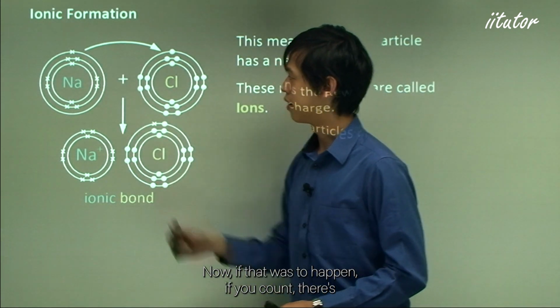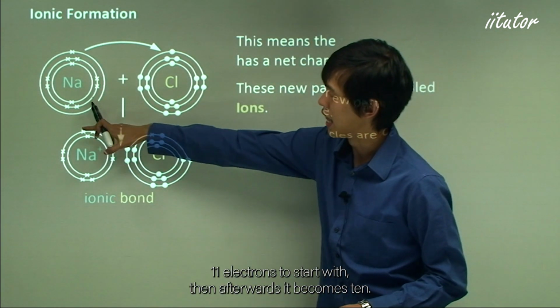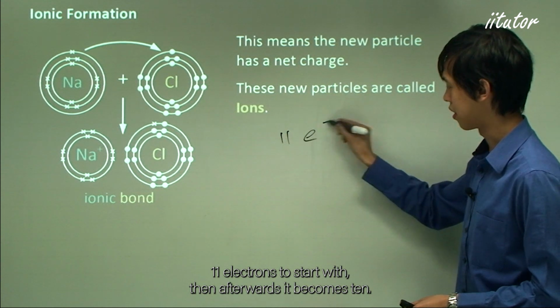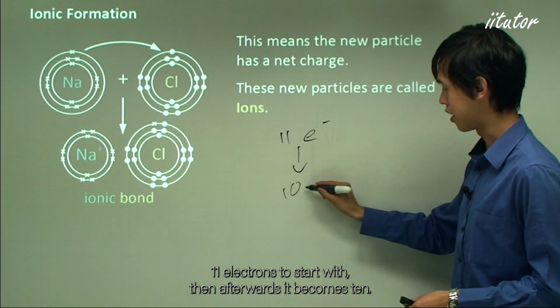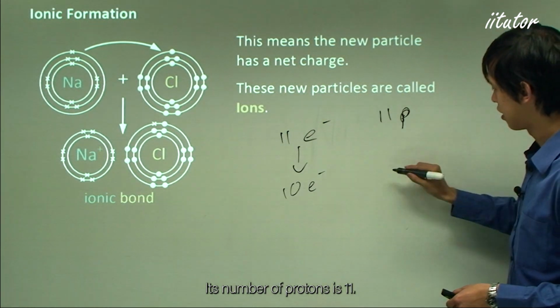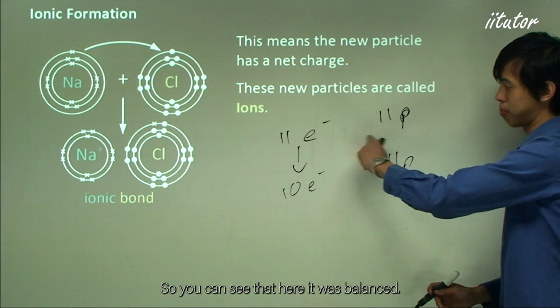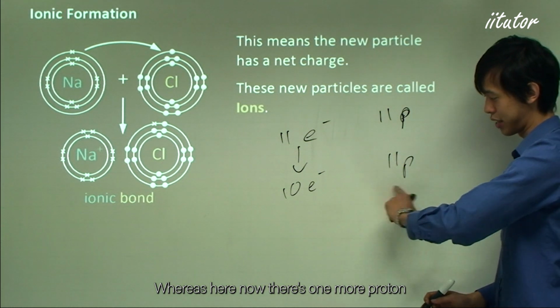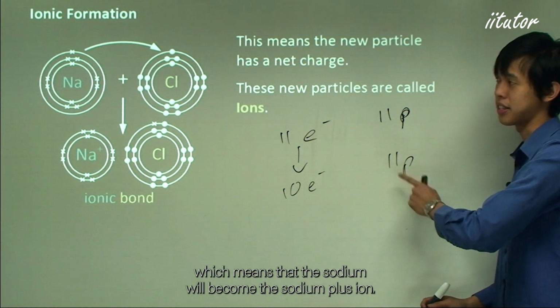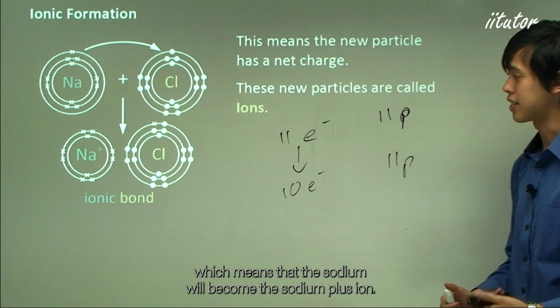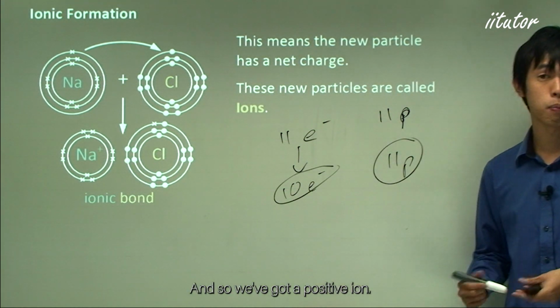Now, if that was to happen, if you count, there's 11 electrons to start with. Then afterwards, it becomes 10. Its number of protons is 11, and after, it's still 11. So you can see that here it was balanced, whereas here, now there's 1 more proton, which means that the sodium will become the sodium plus ion. And so we've got a positive ion.